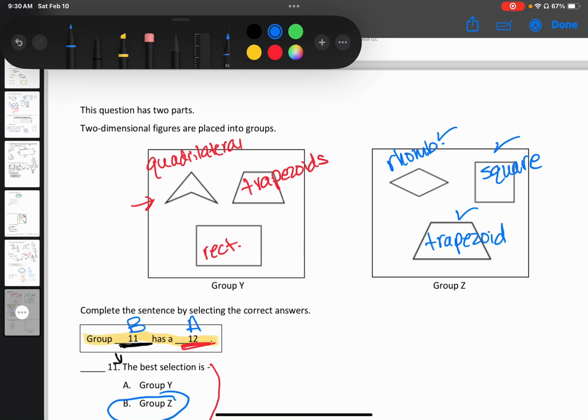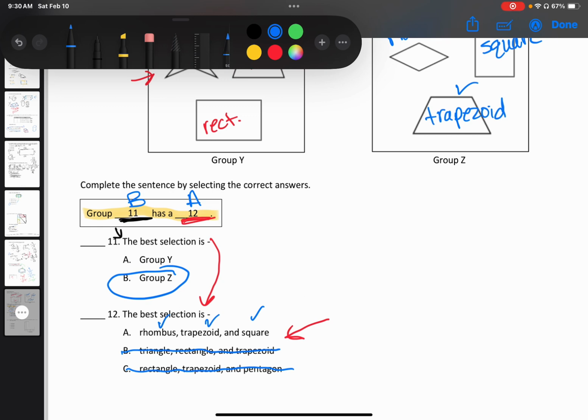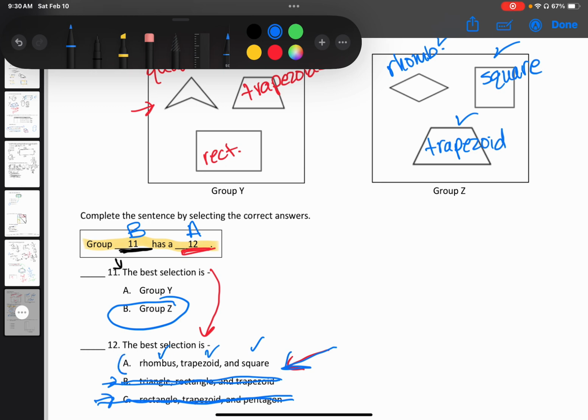Again, these questions take a lot of work because you have to stay very organized with your thinking. They can be a bit tricky. And I would just say start with what they're asking you down here. Go label your shapes. Once you know that's what they're asking about, shape names, go label them, and then just go section by section, see what can I mark out. Like down here, we marked out B because there are no triangles, so that could not fit at all. We marked out C because there are no pentagons in either group, so that's not going to go with anything. That left us with the best selection is rhombus, trapezoid, and square, and all we had to do was figure out which group had a rhombus, a trapezoid, and a square.